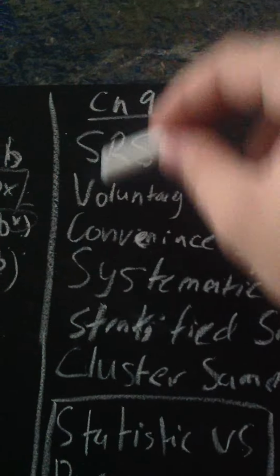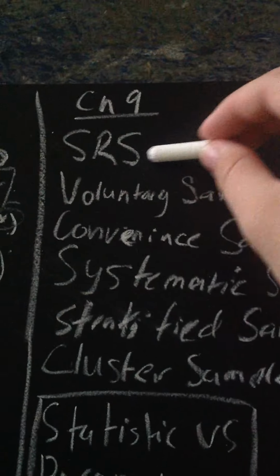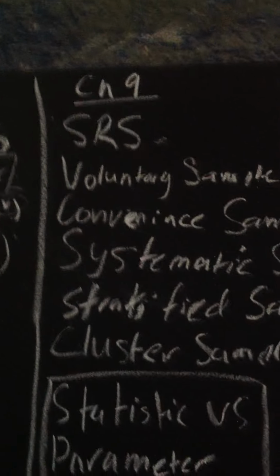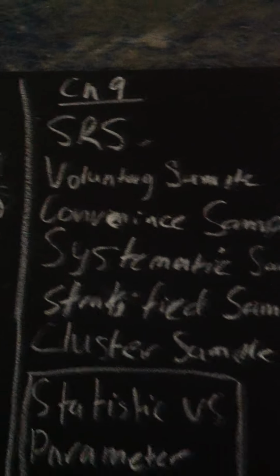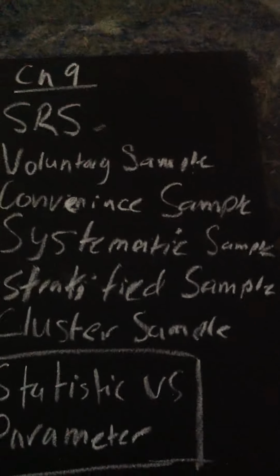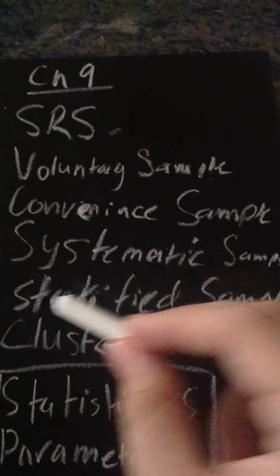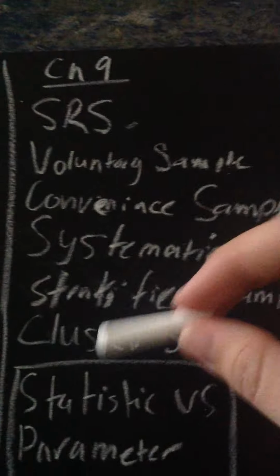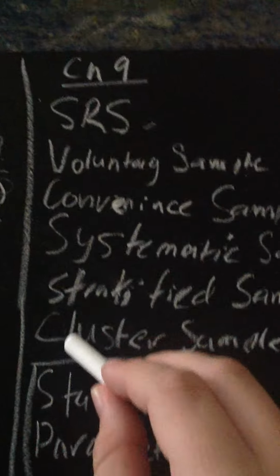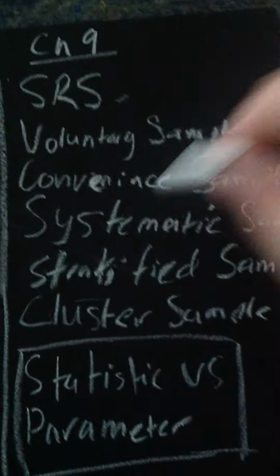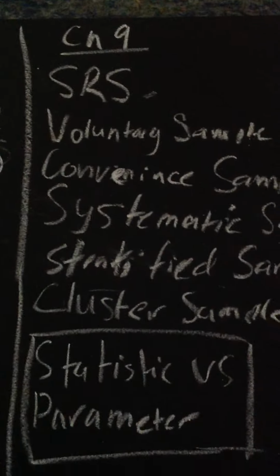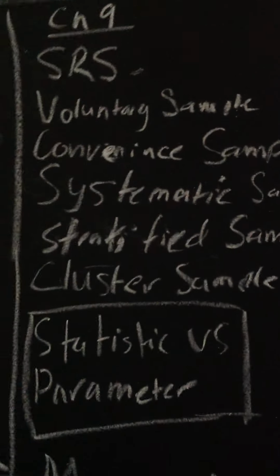Here's the next quiz from earlier. Okay, for Chapter 9, you want to go through a quick review. You have a simple random sample, or an SRS, and a voluntary sample, which is just volunteers. A convenient sample is just whoever's nearby, who's convenient to ask a question to. Systematic is like every 10th person, every 100th person. You have a stratified sample, where you split them up into groups and take a few from each group. Very important, take a few from each group.